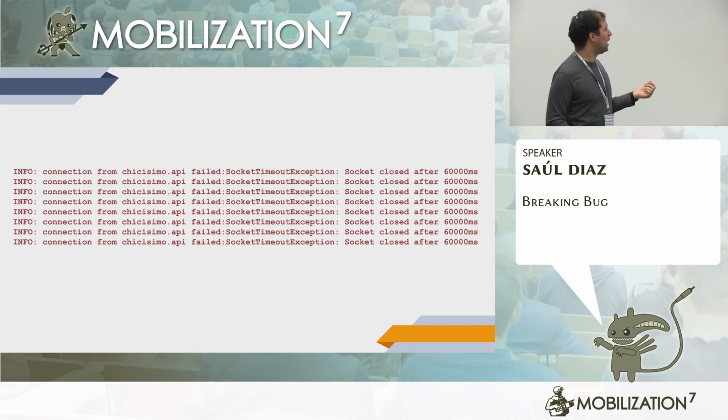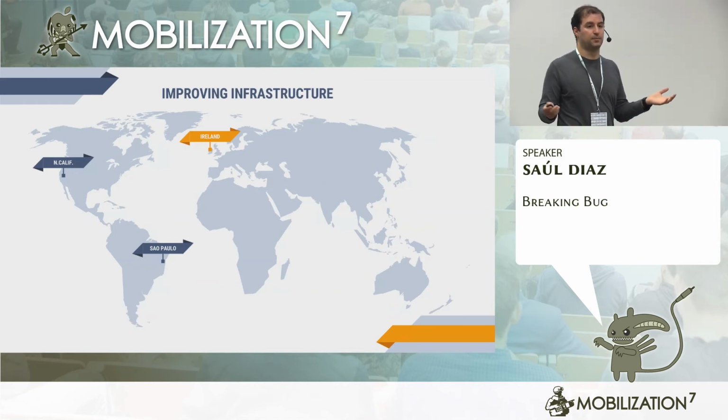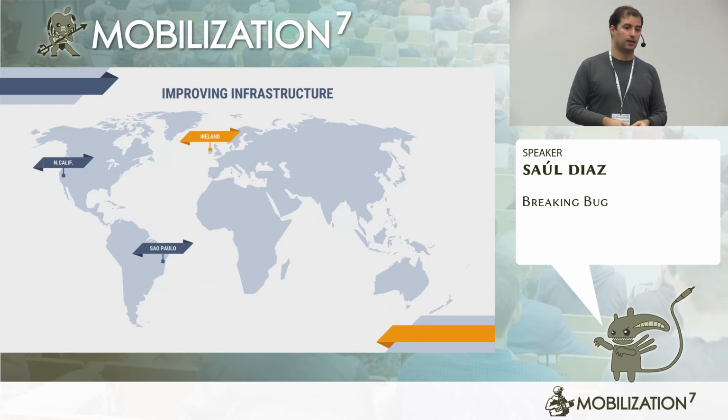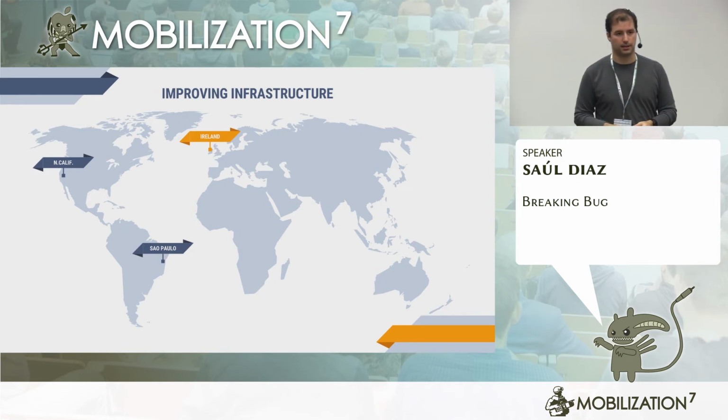So I talked with the infrastructure team and said maybe it's some ISP that is blocking the connection to our main servers, which are in Ireland, on Amazon.